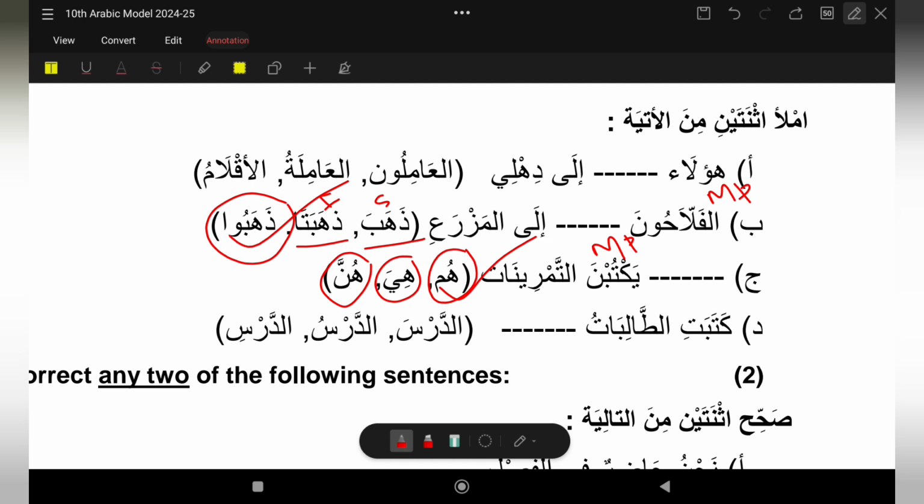Katabati talibatu ad-darsa. This is the answer. Why not darsu? Darsa should be the maf'ul, because the maf'ul should be in the accusative case. Talibat, the fa'il, already came. Then the maf'ul should come. You cannot give darsu, it's the nominative case. Darsi is the genitive case.